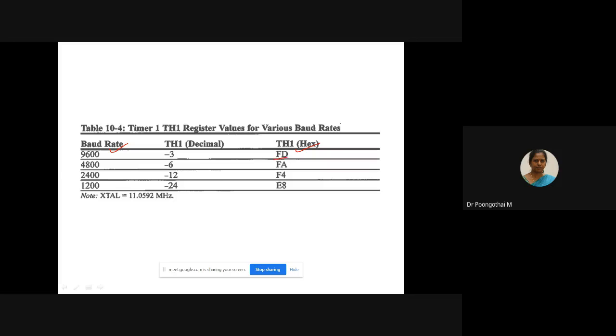So for 9600 baud rate, you have to load this value into TH1. Similarly, for setting 4800 baud rate, FA should be loaded into TH1. For setting 2400, F4 should be loaded. For 1200, E8 should be loaded. Please note down the values.